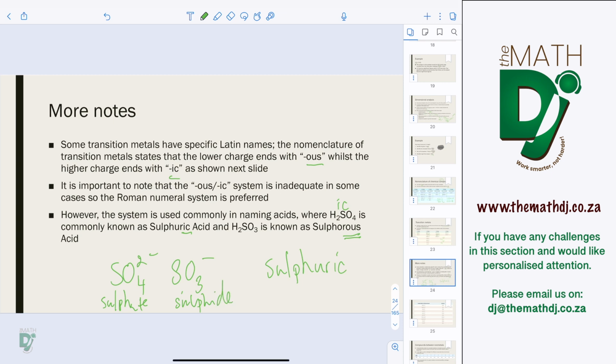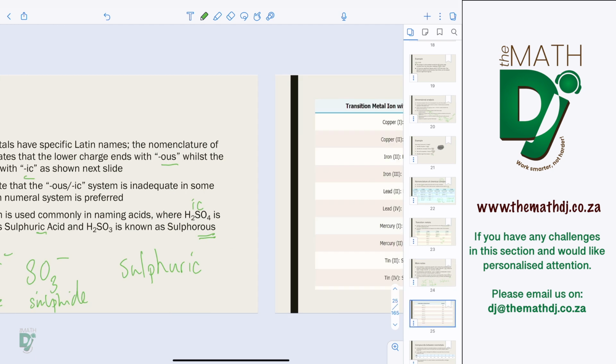But this is just part of the nomenclature. Normally, if you are referring to metals, we prefer using Roman numerals because they are consistent. But for the other compounds like sulfuric and sulfurous acids, you can use these since they are not transition metals. So this is something just to add to your knowledge.